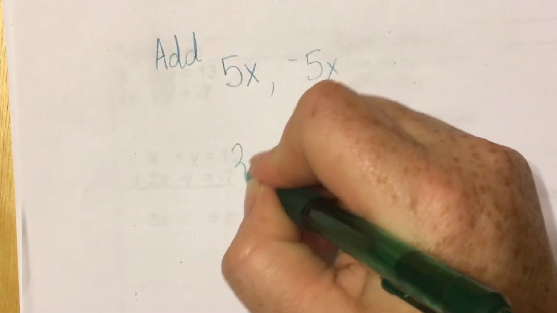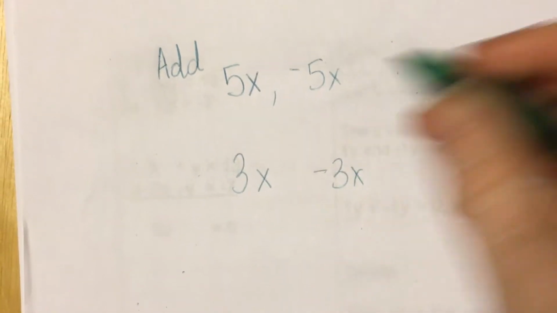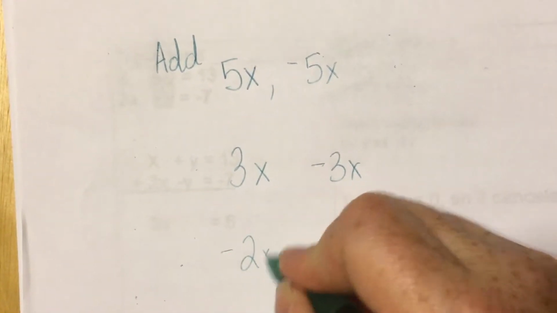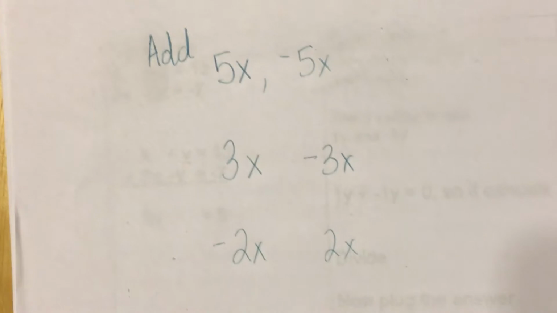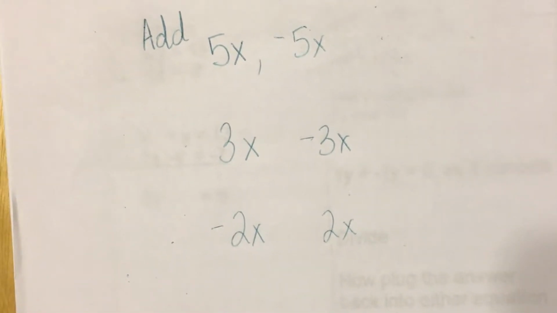Okay, so what is the opposite of 3x? Negative 3x. How about negative 2x? Positive 2x. So my goal always is to get these opposite coefficients.